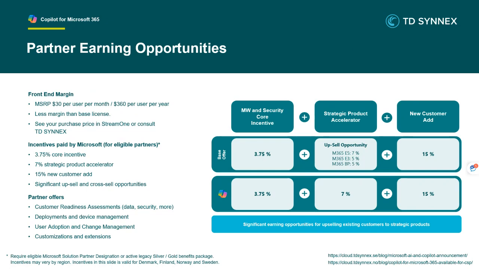You can also have some kind of strategic product accelerator if you upgrade or upsell products to the ones mentioned here, like E5, E3, Business Premium. You also have additional incentives on those. And if you have new customers, Microsoft will add an extra 15% to those. So it will be a good opportunity for you to find new customers, of course. Otherwise, this is the incentives part that is offered to you as a partner.